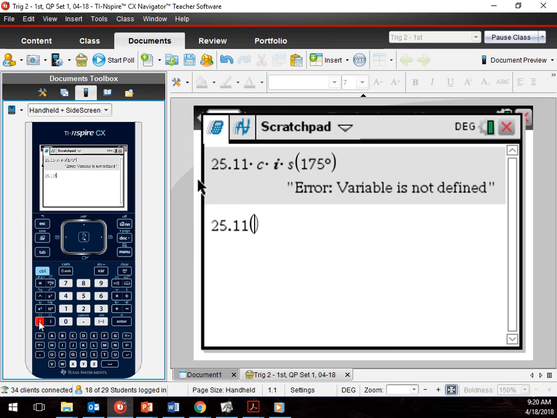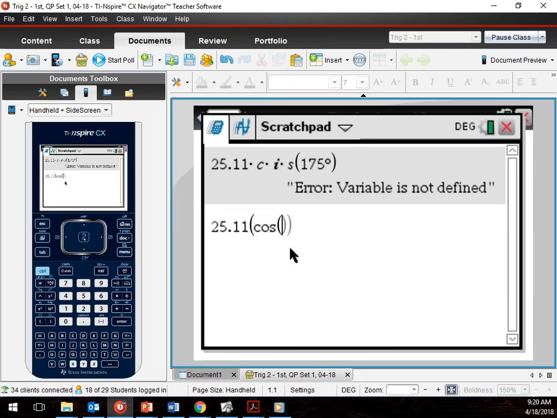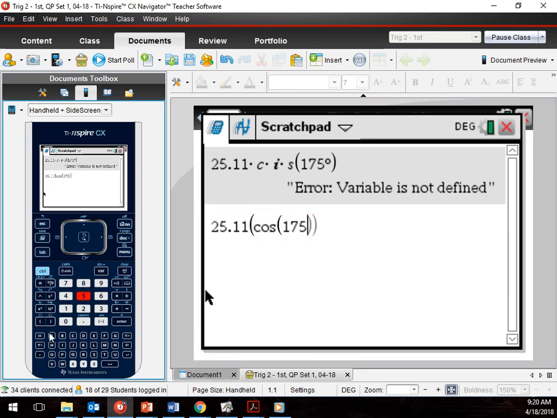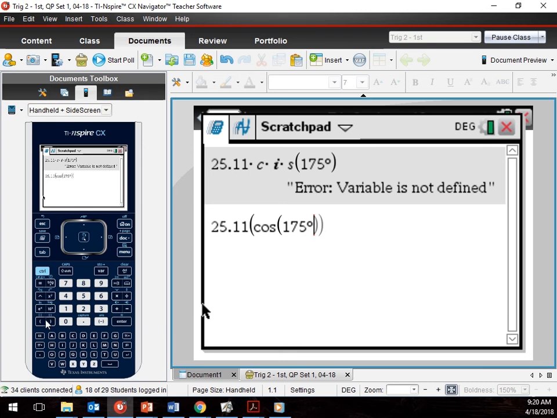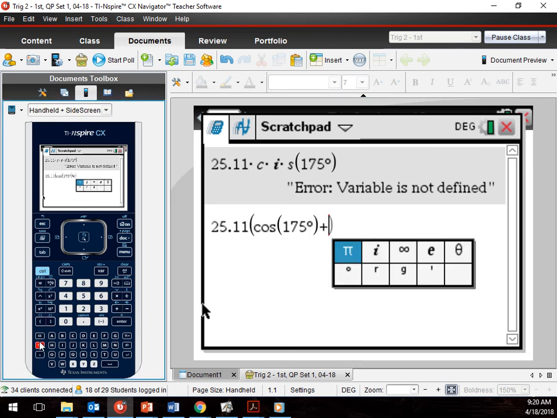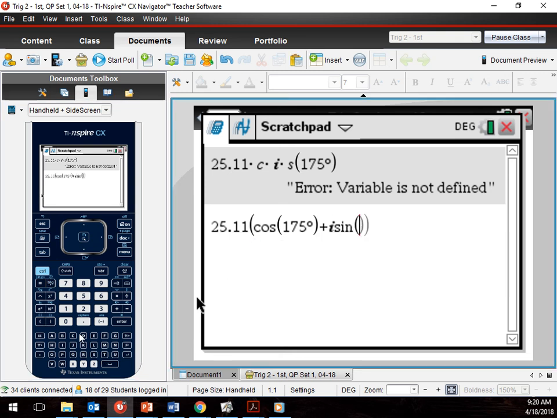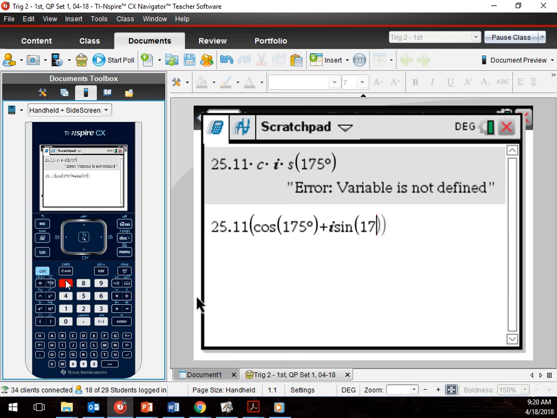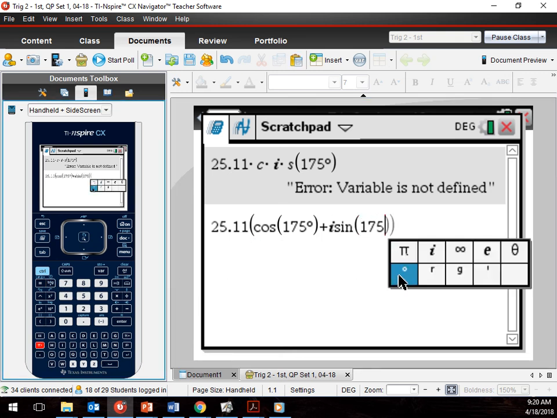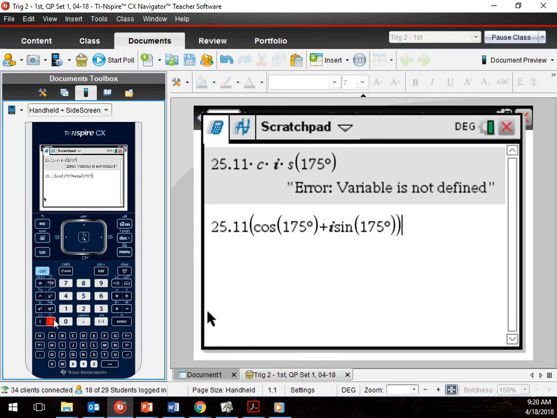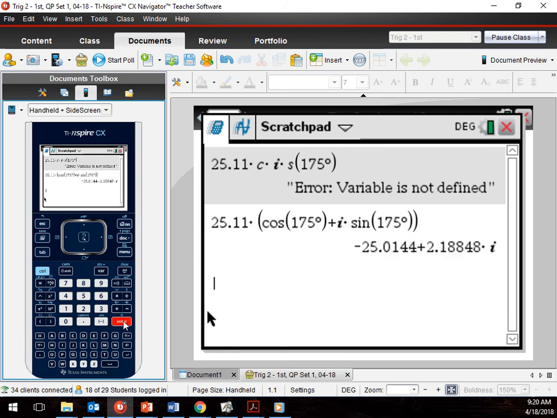So it's going to be parentheses, and then CIS stands for cosine i sine. So cosine 175 degrees plus i. Make sure you use the correct i. Sine of 175 degrees. Okay, close. Hit enter. And my answer is going to be right here. Negative 25.0 plus 2.1i, or 2.2i.